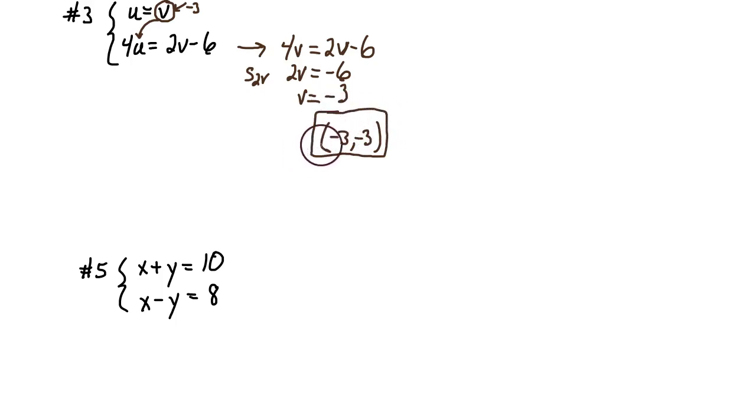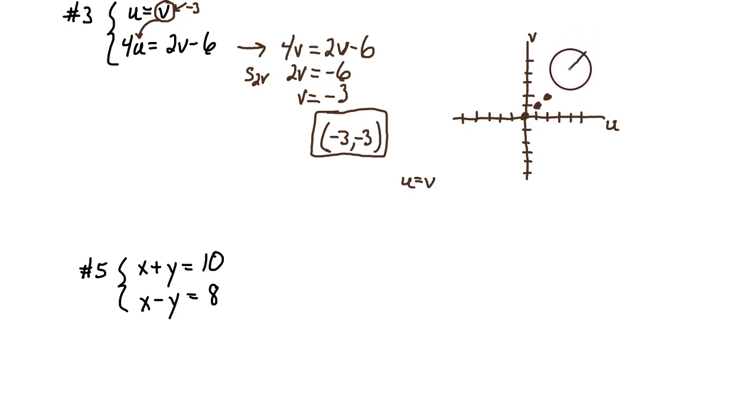We're supposed to create a graph to illustrate that. Let's make this the u-axis and this the v-axis. And graph the first equation, u equals v. One solution is (0, 0). Another solution is (1, 1), (2, 2), and so on. This diagonal line is the graph of the equation u equals v.